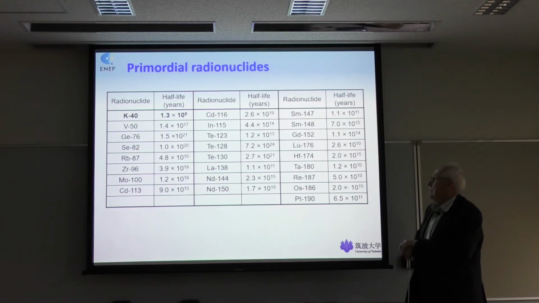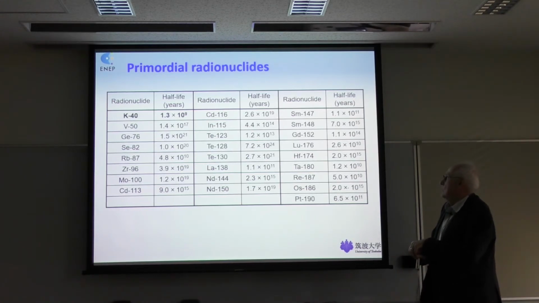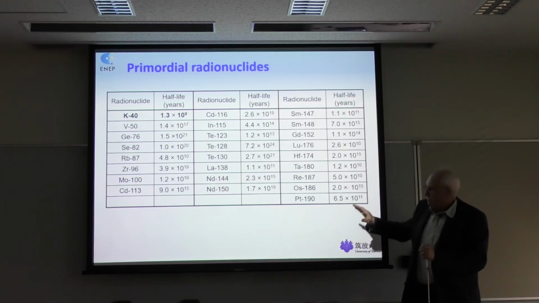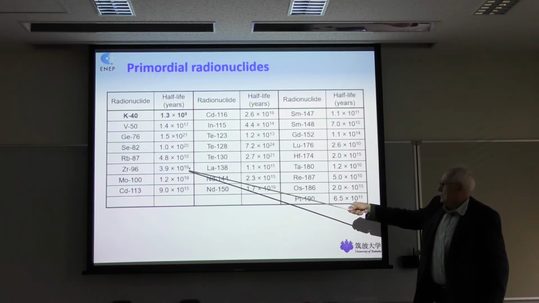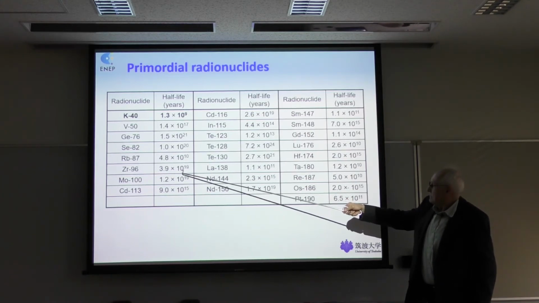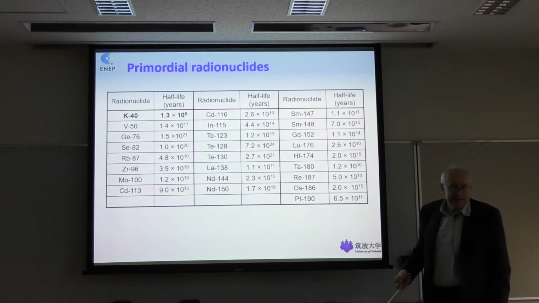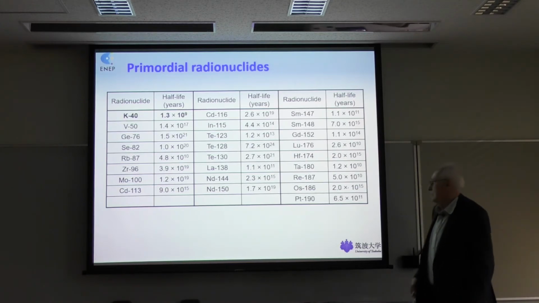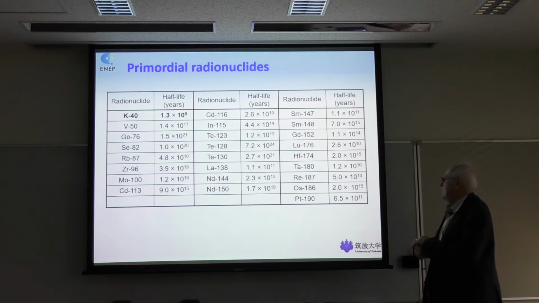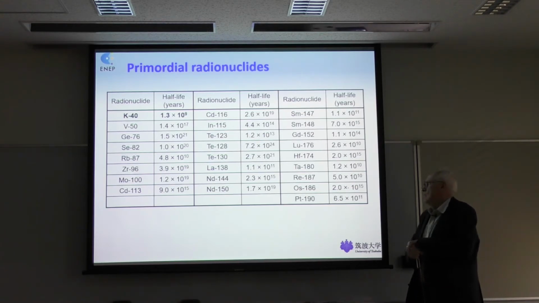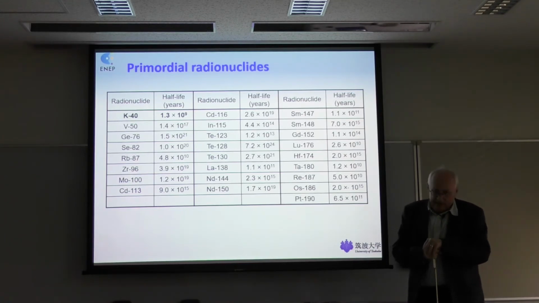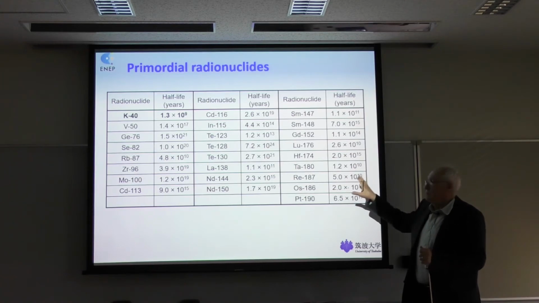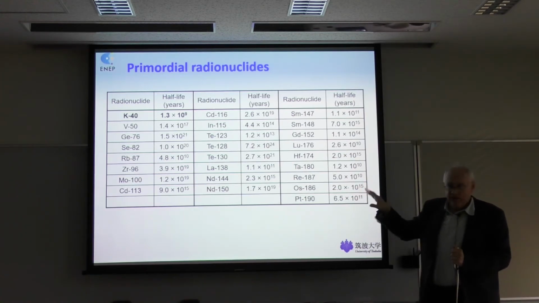Here is a list of primordial radionuclides. There are a lot, and all of them have very, very long half-lives. For example, zirconium has a half-life of 10 to the 19 years, so it's nearly stable. So they have existed for a very, very long time. However, the activities of most of these radionuclides in the Earth are very low.